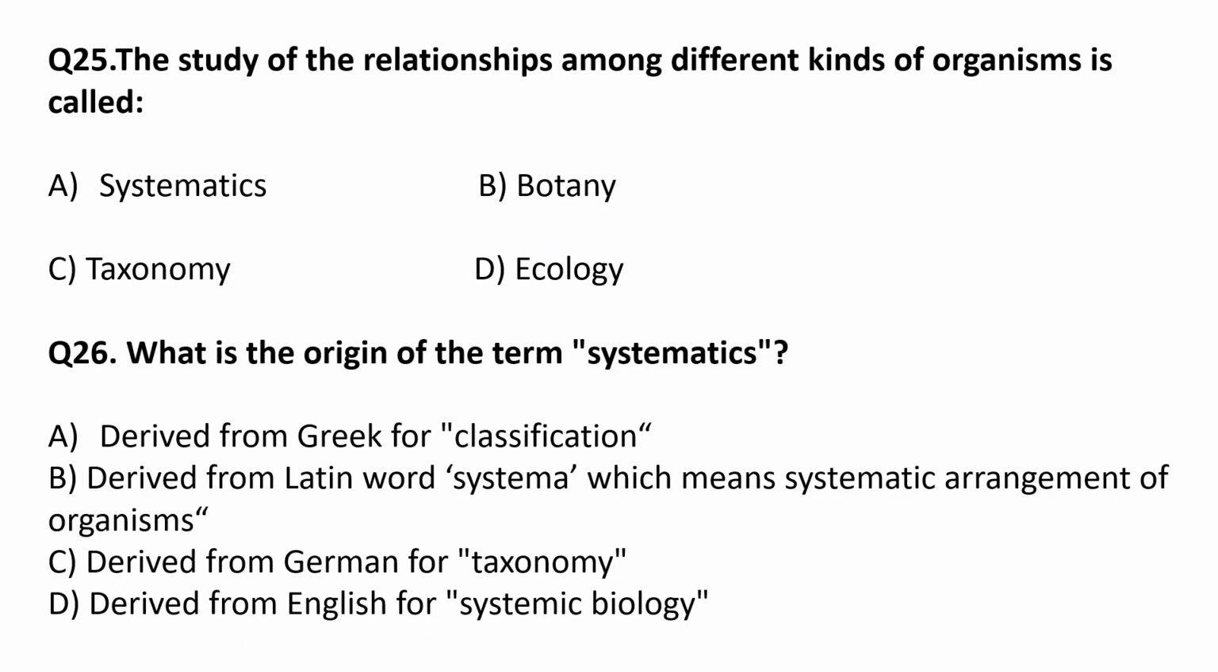The study of the relationship among different kinds of organisms is called systematics. What is the origin of the term systematics? Systematics is derived from the Latin word systema, which means systematic arrangement of organisms.